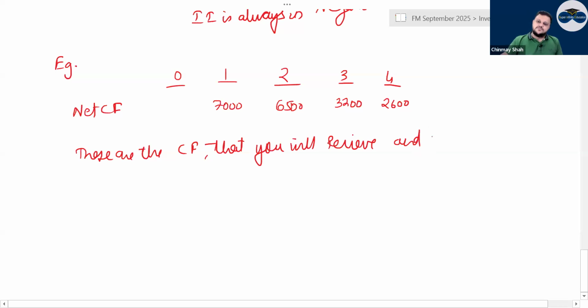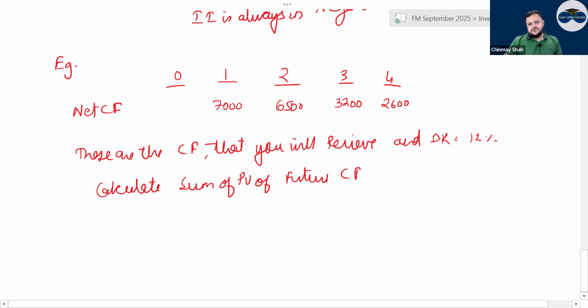And the discounting rate is equal to 12%. Calculate now what I'm saying. Calculate the sum of present value of future cash flows. Will you be able to do it? Tell me. Chalo, rewrite the cash flows.